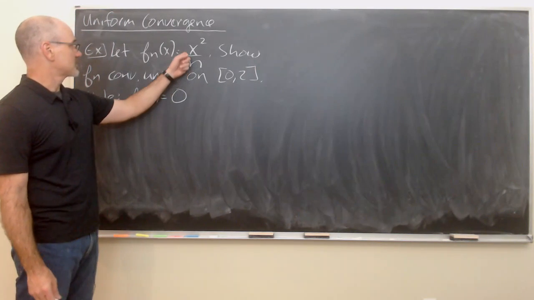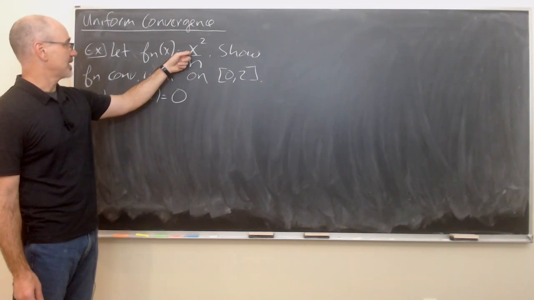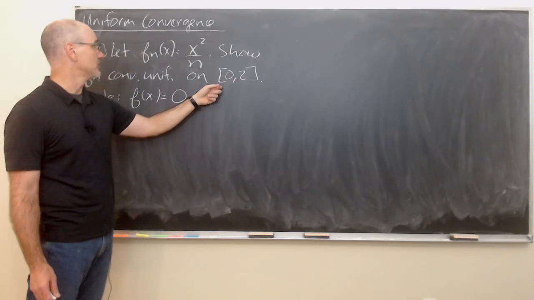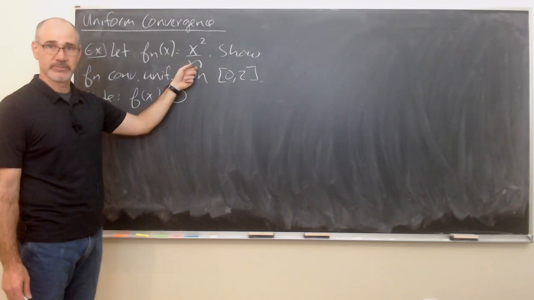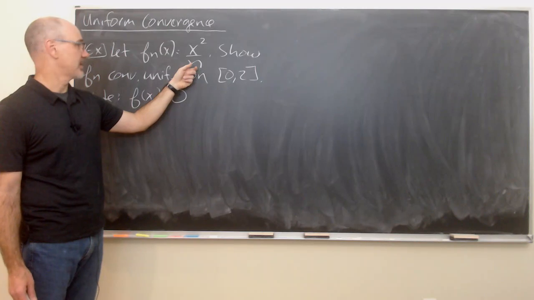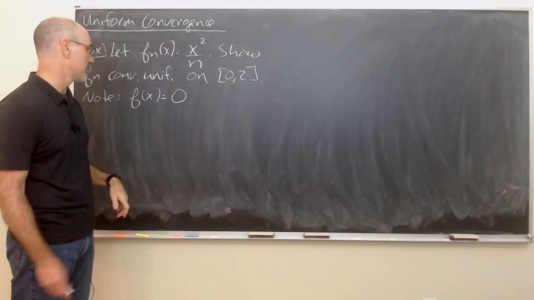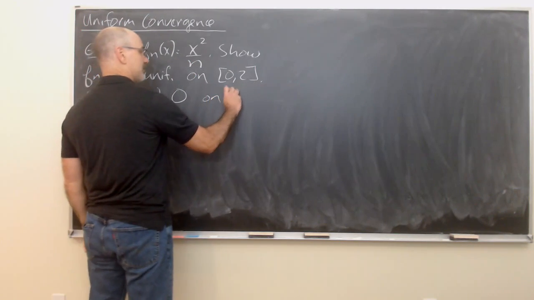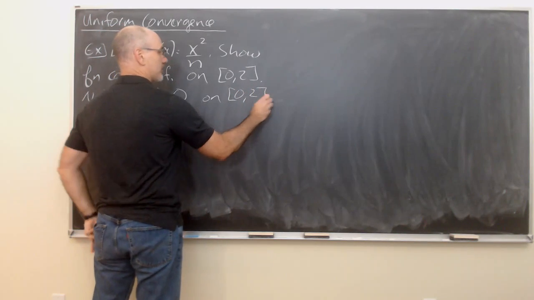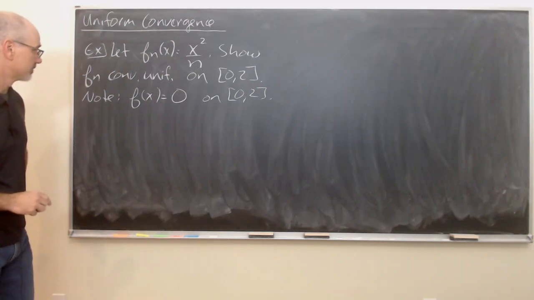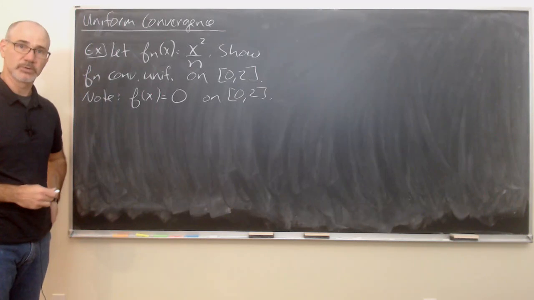And that actually makes sense because as soon as I fix an x that's between 0 and 2, and then I let n run off to infinity, anything divided by something that goes to infinity is going to be 0. So that's my limit function. And so now I want to show that the convergence to that function really is uniform.